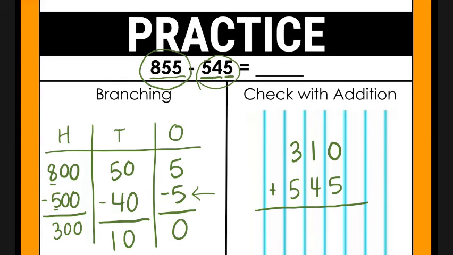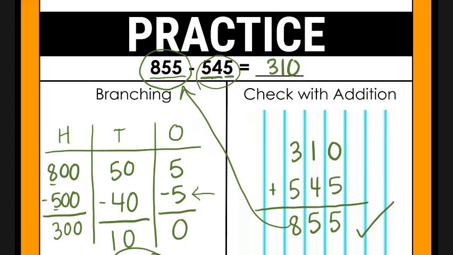Let's see though. 0 plus 5 is 5. 1 plus 4 is 5. And 3 plus 5 is 8. So when I double check, yep, I got it correct. I like to put a check mark to show I got it right. So my answer, 855 minus 545, was 310.